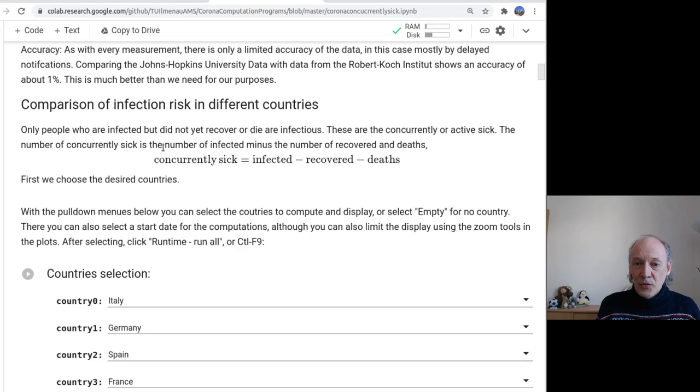The number of concurrently sick is the number of infected minus the number of recovered and death. So this simple formula. So you have the concurrently sick, which is the total number of infected, so the cumulative number, minus the recovered, minus the total number of death.